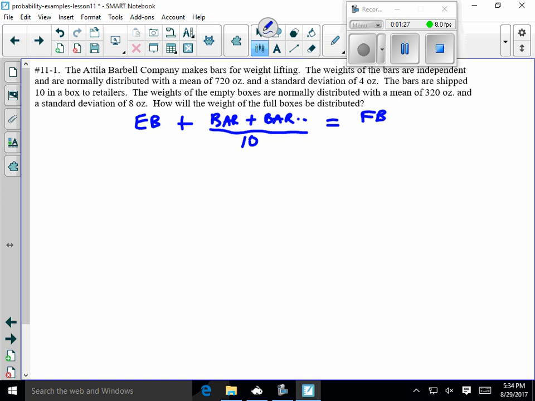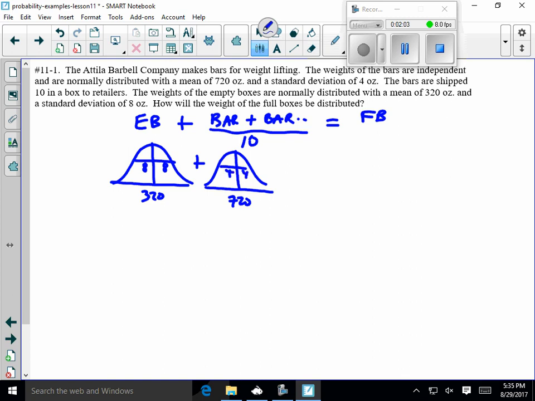Well, every one of those individual elements will vary. The empty box will vary from box to box, and each one of the individual bars will vary. So if you think of them as having a distribution, this is a normal distribution. I'm going to omit the ounces here, so there are units throughout. The empty box is 320 ounces with a standard deviation of 8. And then this first bar also has variance. It's centered at 720 ounces with a standard deviation of 4. And the next bar also is centered at 720 with a standard deviation of 4, and so on.